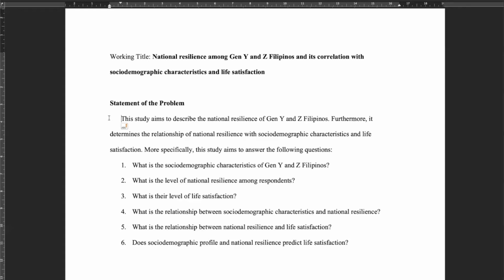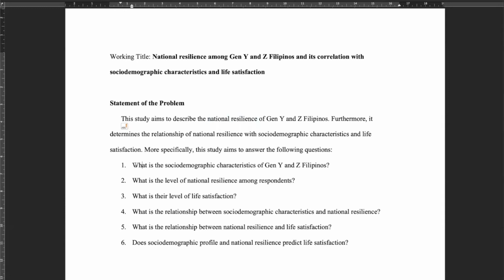So for example, in this case, this study aims to describe the national resilience of Gen Y and Z Filipinos. So basically describing first the main variable of interest. And then furthermore, it determines the relationship of national resilience with socio-demographic characteristics and life satisfaction, just to establish its correlation with the main variable. And then you have, of course, the general statement of the problem, and then you have the specific research questions.